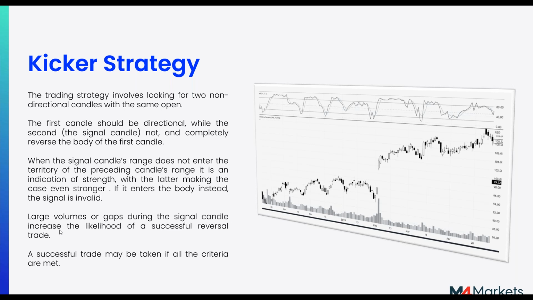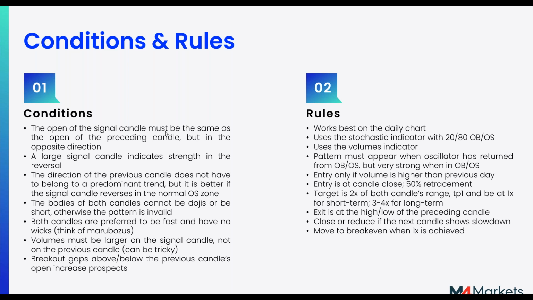Large volumes or gaps during the signal candle increase the likelihood of a successful trade and can be taken if the open of the signal candle is the same as the open of the preceding candle, but in the opposite direction. A large signal candle indicates strength in the reversal. The direction of the previous candle does not have to belong to a predominant trend, as I was saying before, but it is better if the signal candle reverses in the normal oversold or overbought zone.